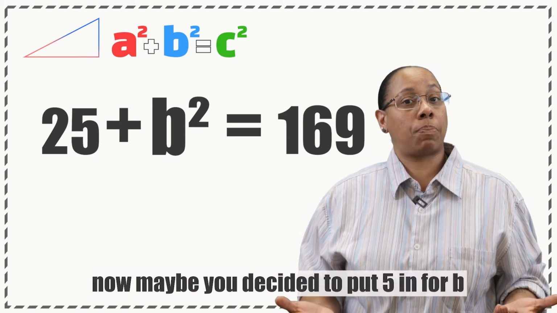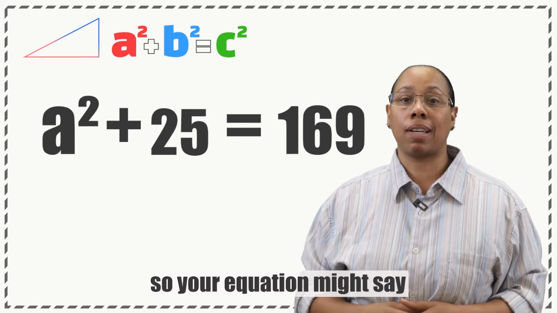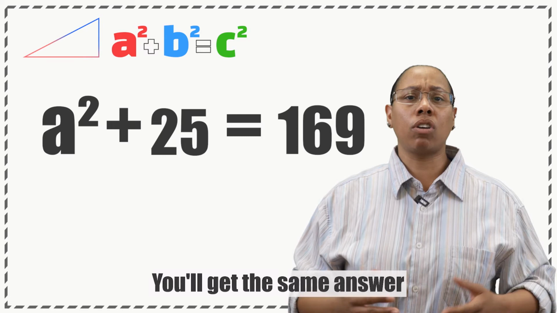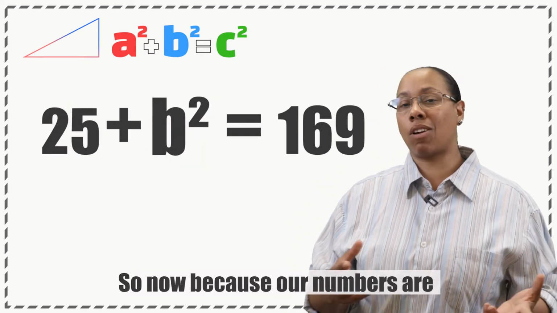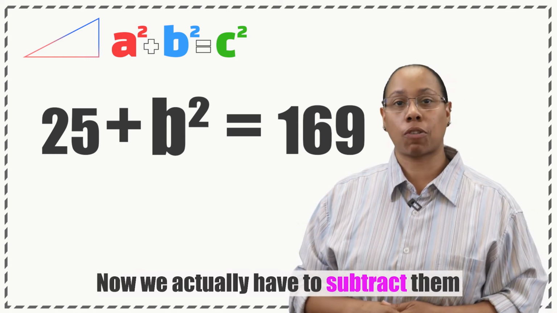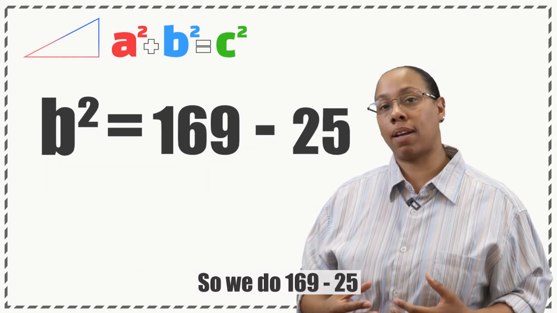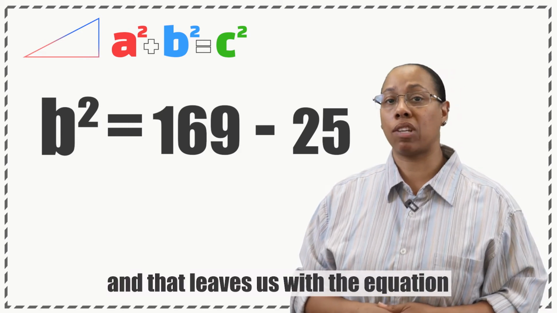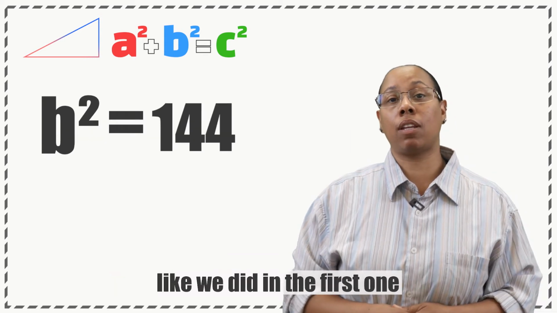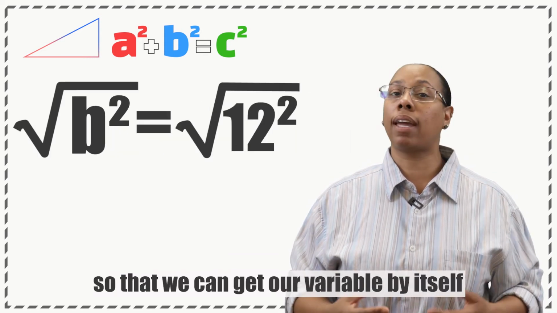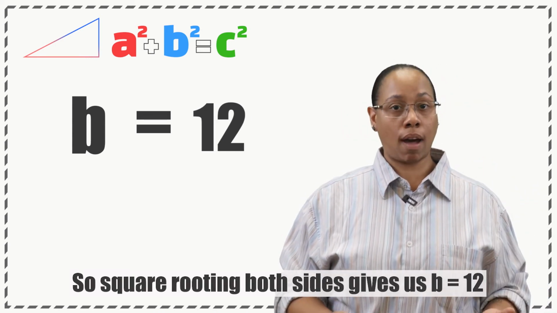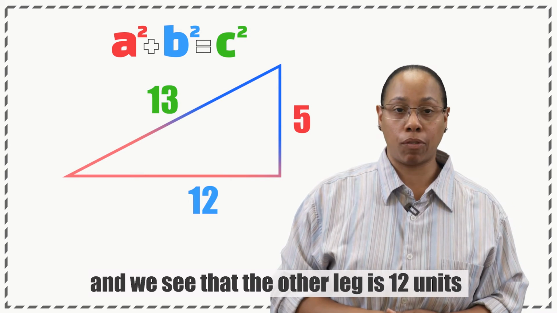Now maybe you decided to put 5 in for b, so your equation might say a squared plus 25 equals 169, and that's totally fine. You'll get the same answer. So now because our numbers are on opposite sides of the equal sign, we're not going to add them. Now we actually have to subtract them. So we do 169 minus 25, and that leaves us with the equation b squared equals 144. So we're going to do the same thing like we did in the first one and square root both sides so that we can get our variable by itself. So square rooting both sides gives us b equals 12, and we see that the other leg is 12 units.